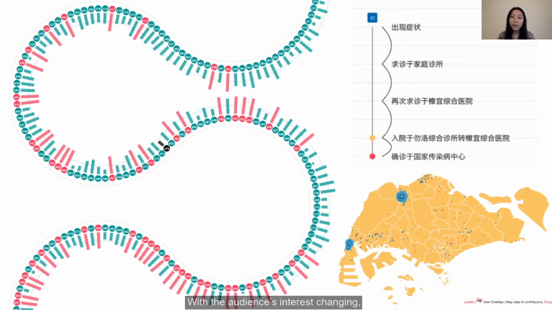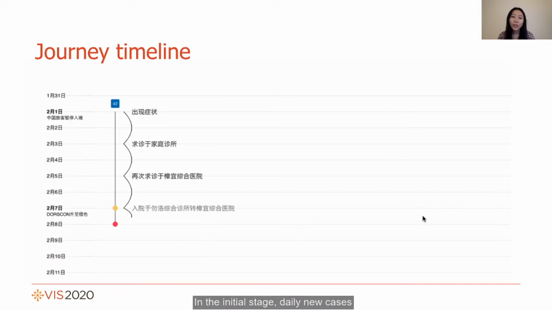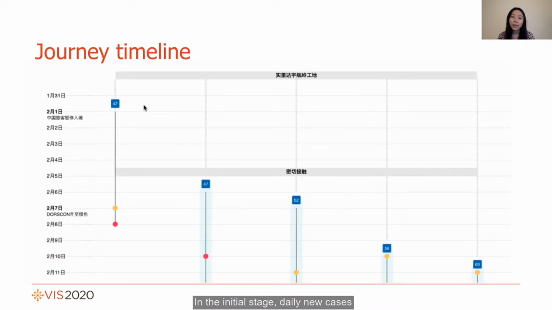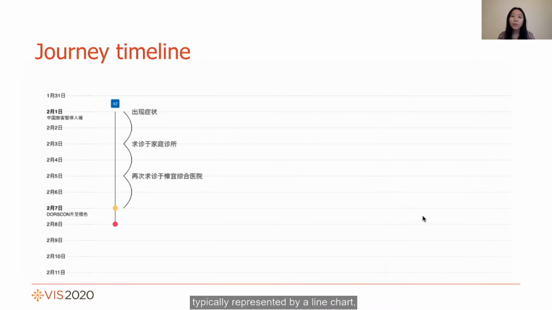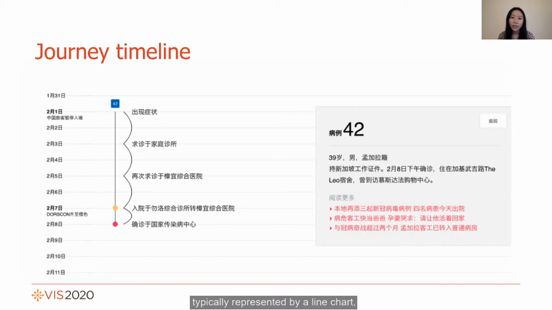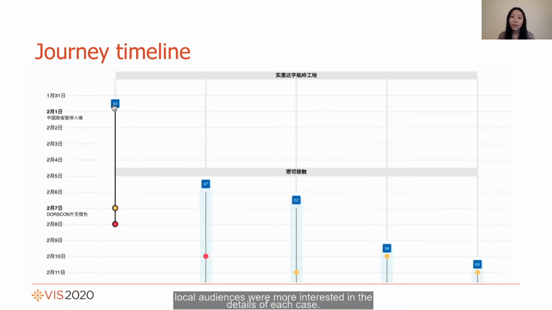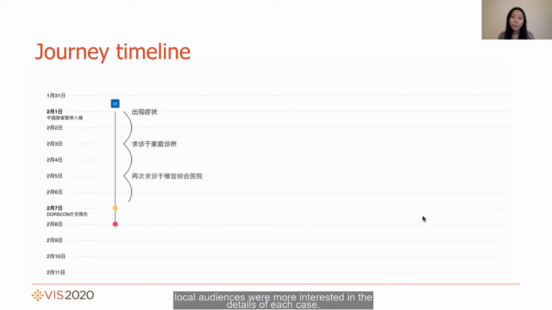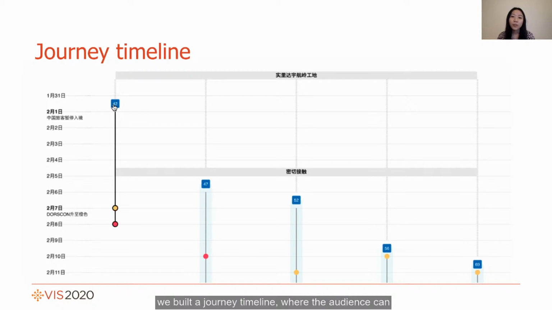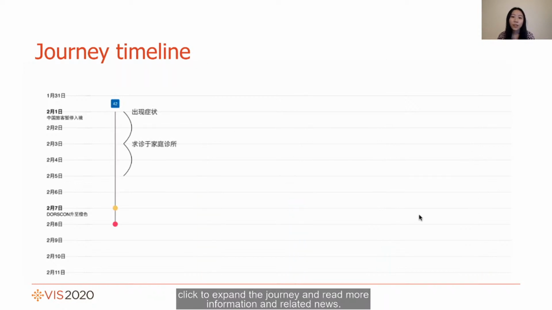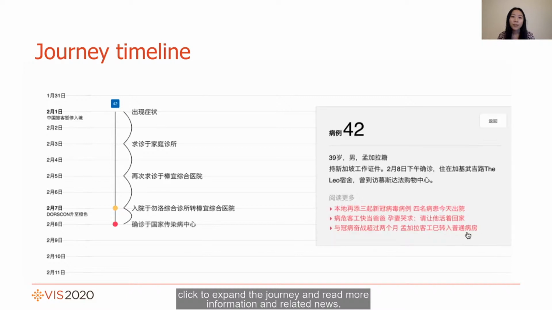With the audience interest changing, we built multiple customized visualizations to help better picture and communicate the situation. In the initial stage, daily new cases remained low, around 10. Instead of an overview trend, typically represented by a line chart, local audiences were more interested in the details of each case. Based on official reports, we built a journey timeline, where the audience can click to explore the journey and read more information and related news.